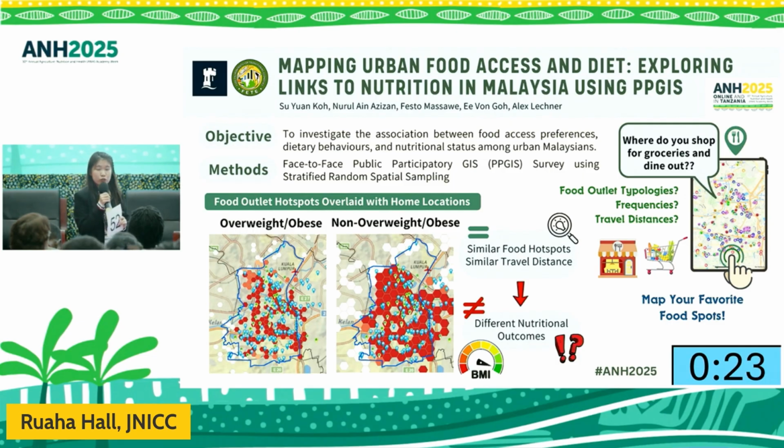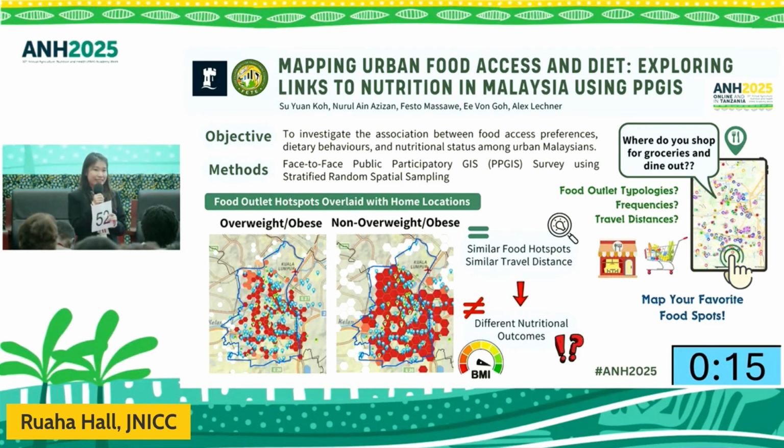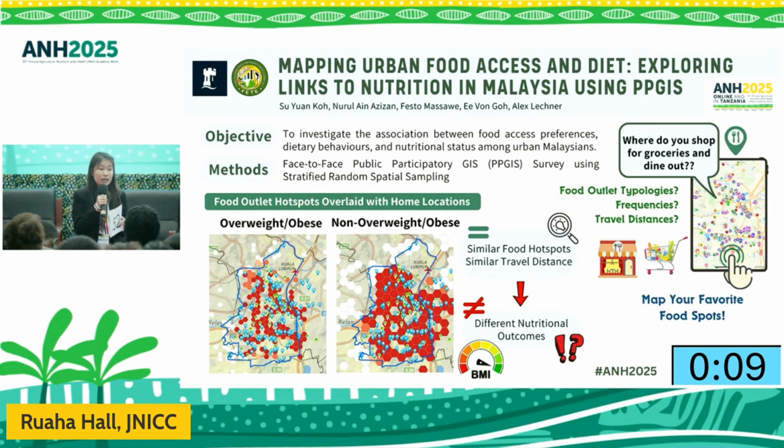The resulting map shows that the food outlets frequented by people are scattered beyond their residential neighborhood and highlights the key food hotspots. Interestingly, as you can see from the maps, the food hotspots for both obese and non-obese people are similar. The travel distance is also similar. So it raises an important question: if people have access to the same food environment, why do the nutrition outcomes differ? So please visit my poster number 52.